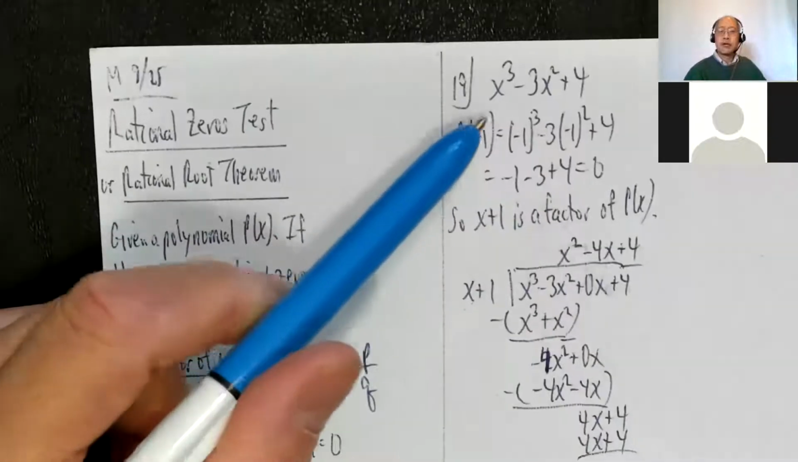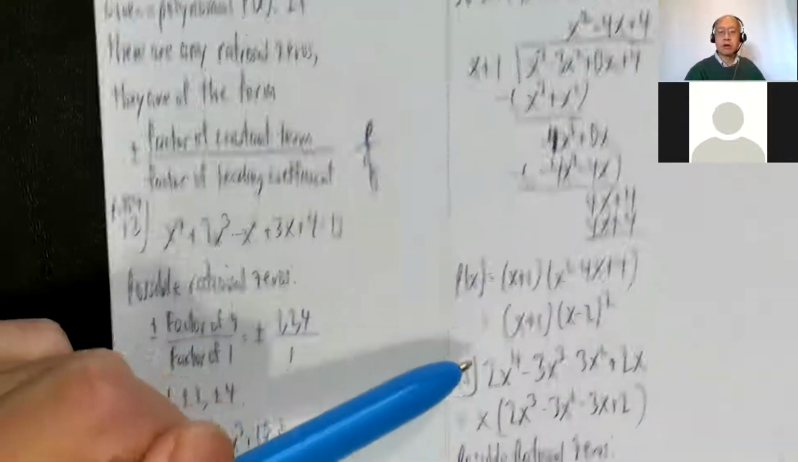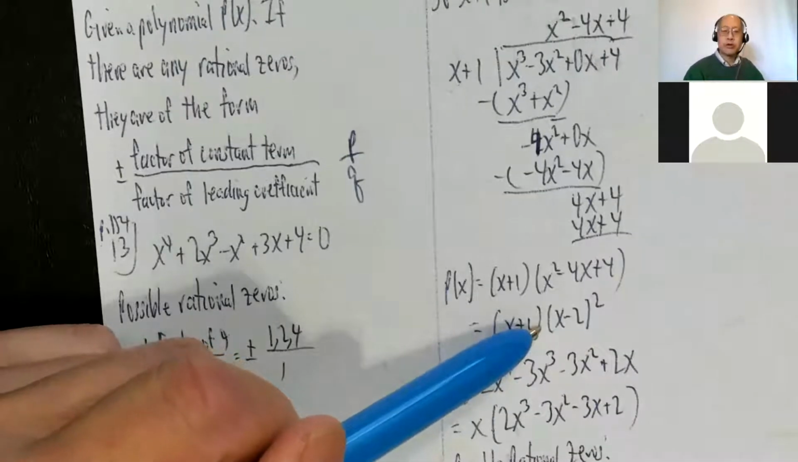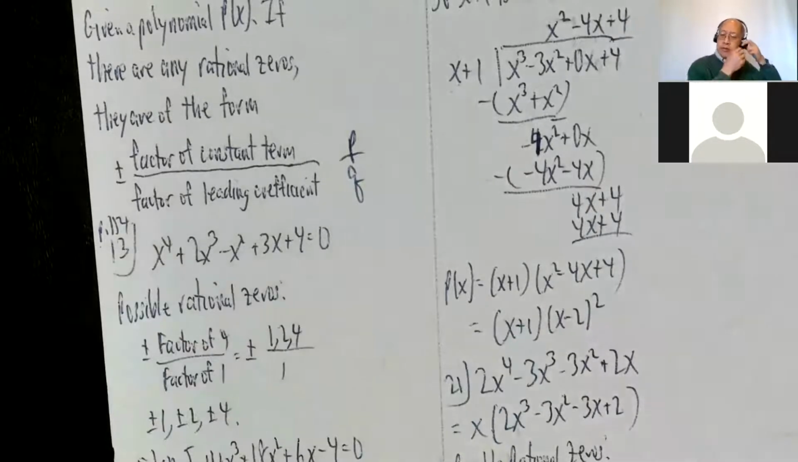If it's a third degree polynomial, there has to be 3 factors, and there has to be 3 zeros. The 3 zeros are negative 1, 2, and 2, or we would say negative 1 with multiplicity 1, and 2 with multiplicity 2. All right?